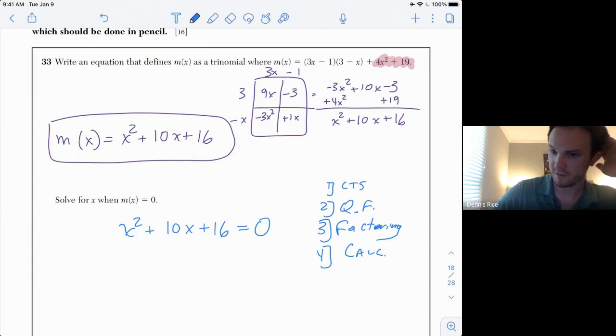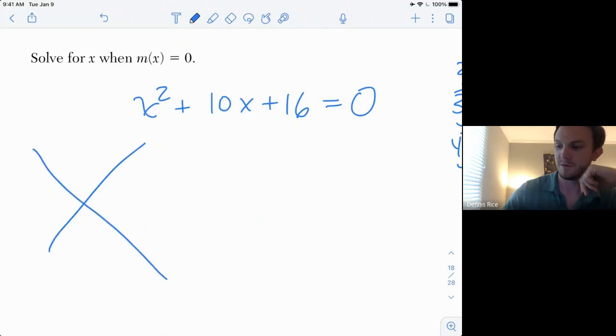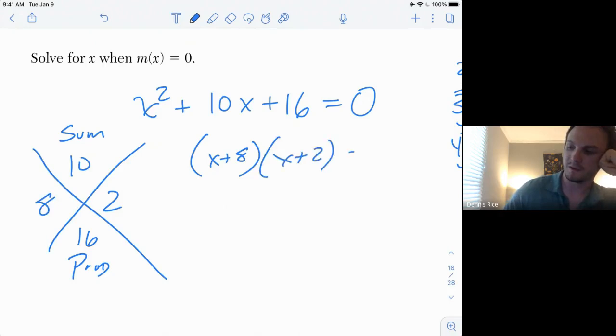Yeah, Brandon, what was? Okay, so for our sum product, we're looking for a sum of 10 and a product of 16. What 2 numbers accomplish that? Here it says 8 and 2. So we're going to say x plus 8 and x plus 2 equals 0. I do my t-chart. I get x equals.